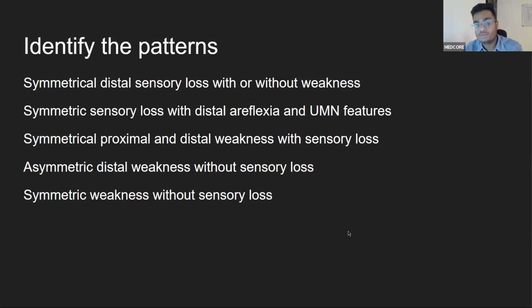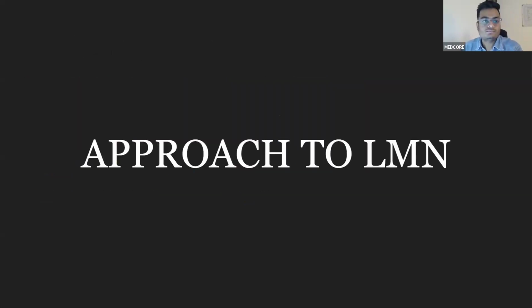This means it is a pure motor pattern. And the last one is also a pure motor pattern, which means a symmetrical weakness without sensory loss. So if you are not able to identify even one pattern, don't worry. In the next 30 or 40 minutes, I'll make sure that you identify all the patterns and that you can figure out and localize all the lower motor neuron pathologies. All right, so we'll begin the approach to lower motor neuron.